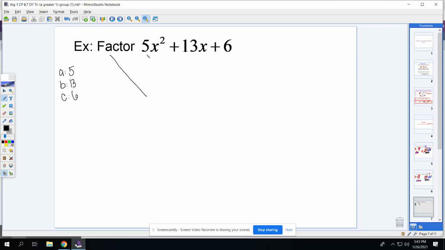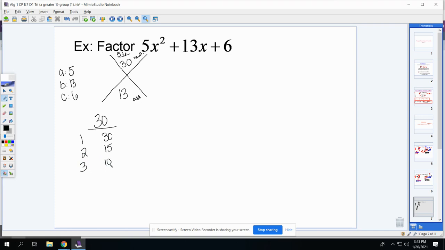So 5, 13, and 6. Go ahead and hit that X method now. A times C on the top, so 5 times 6 on the top. That's going to give us 30. And B on the bottom here with 13. So we've got the number 30. We need two numbers to multiply to give us 30 and add to give us 13. We've actually already done one of these with 30, so it should sound a little familiar. We got 1 times 30 with 2 times 15.